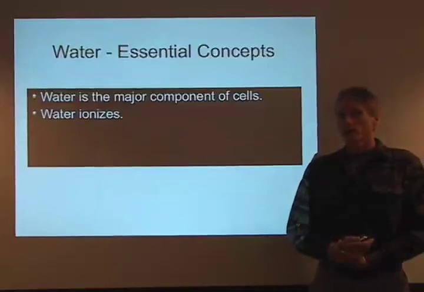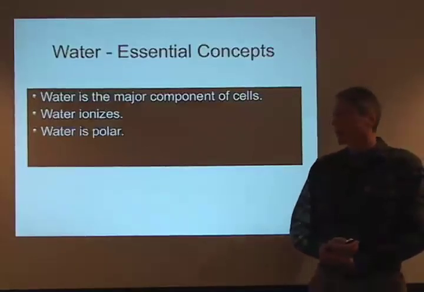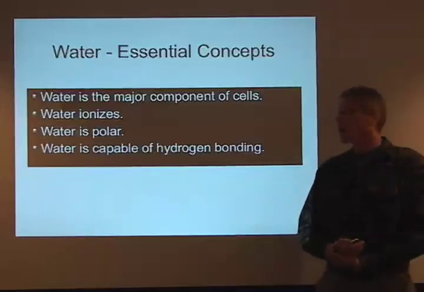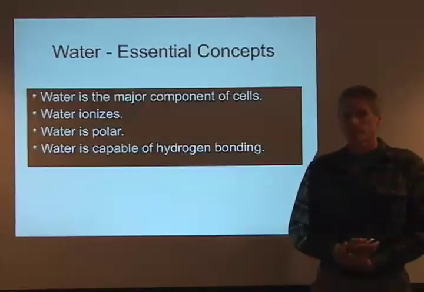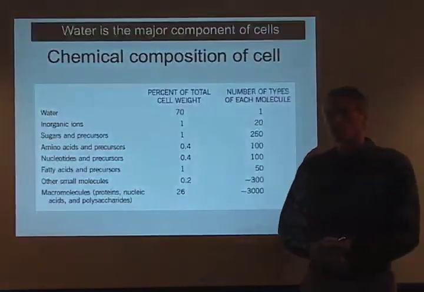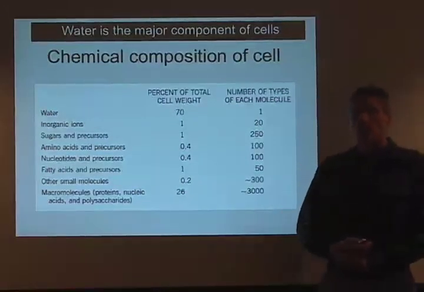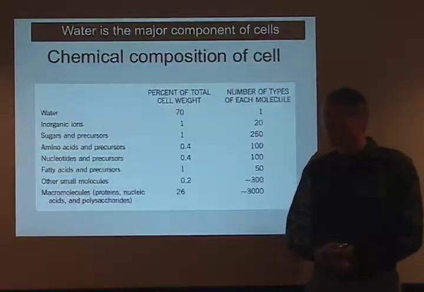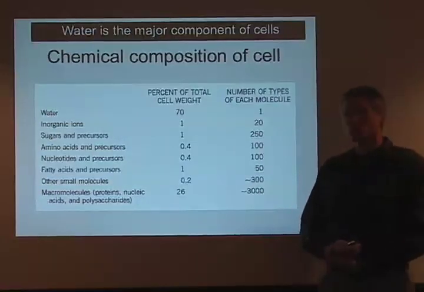Water ionizes, it forms charged molecules. Water is polar, that is, it has an asymmetric distribution of charge. And water is capable of hydrogen bonding. You've seen this before. Water is about 70% by weight of cells. The rest is made up of ions, sugars, proteins, DNA, and all sorts of other good stuff.